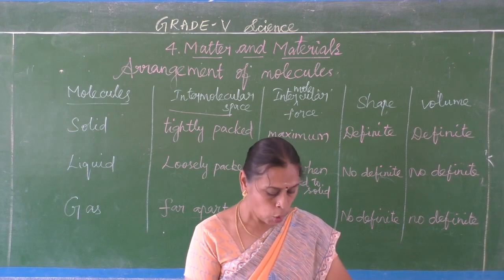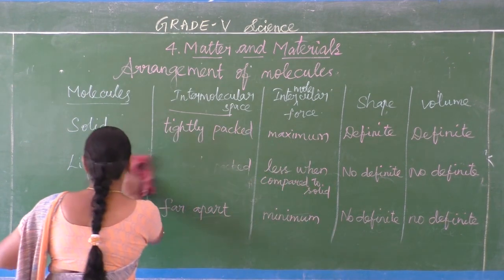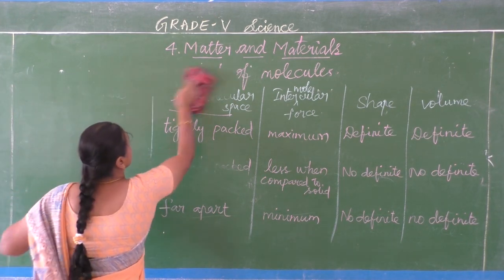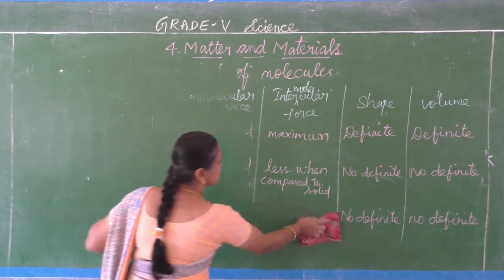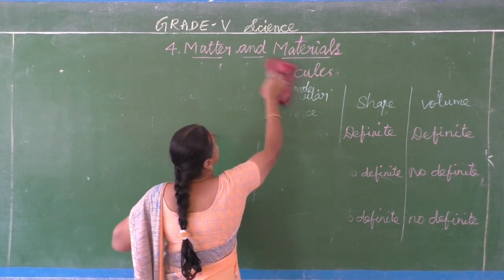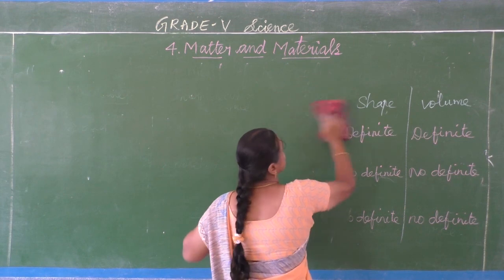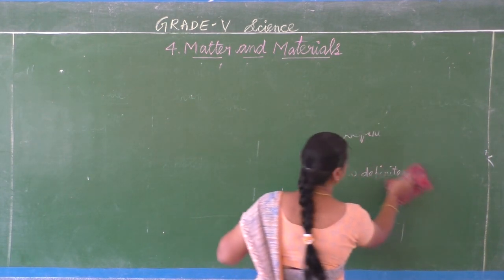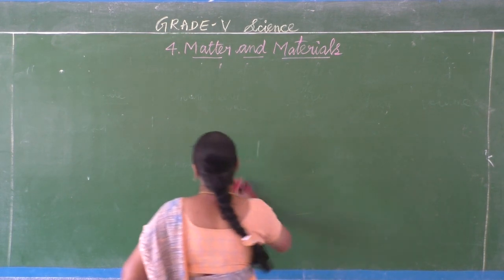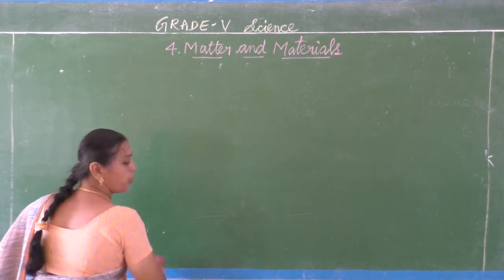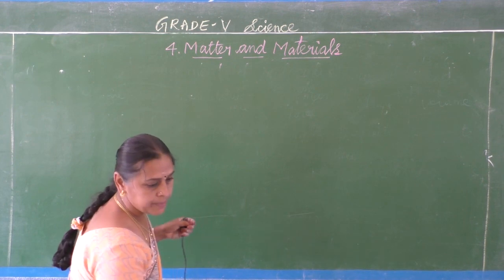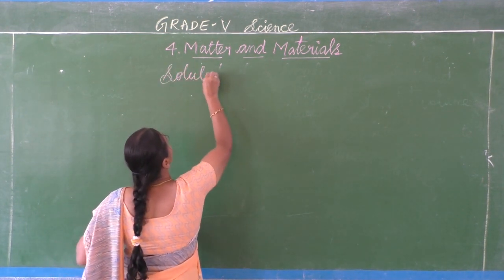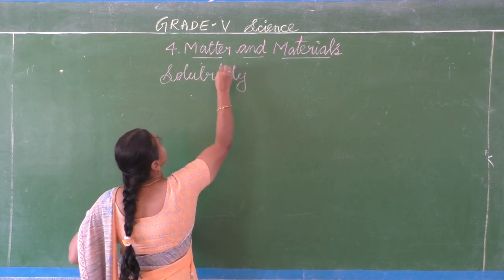Next one, solubility in water. Solubility means what? What is soluble? What dissolves in water, the dissolving nature, how they dissolve, that is the solubility of matter. Next topic, solubility in matter.